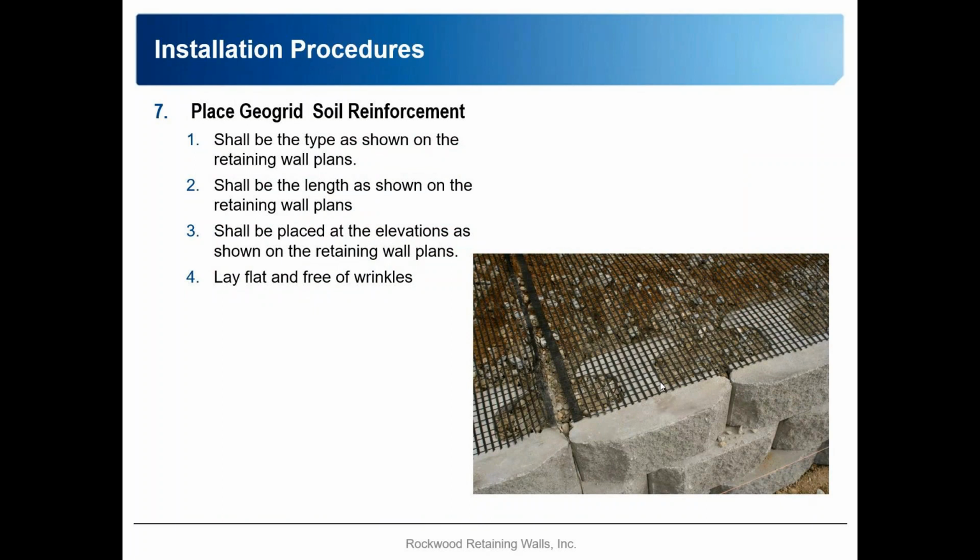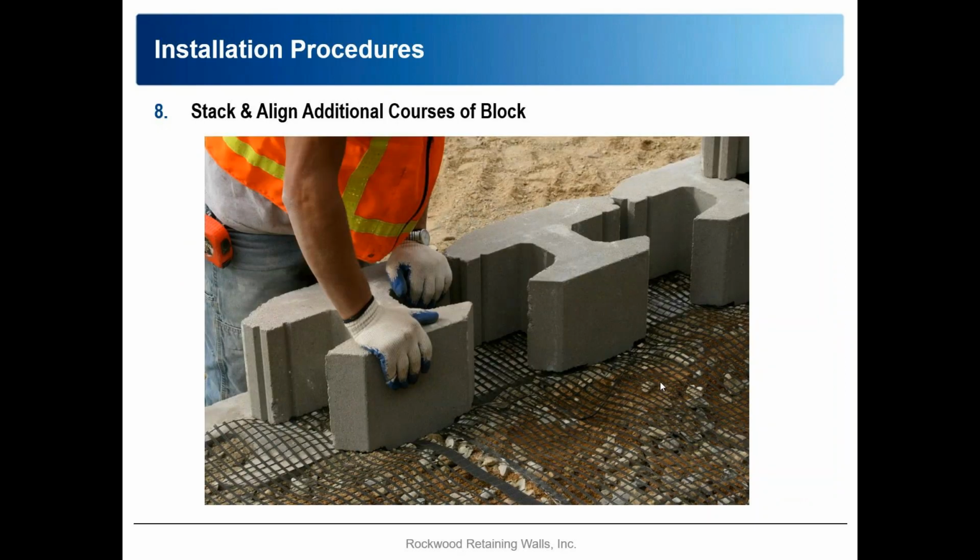And here you can see for the soil reinforcement, it should be the type as shown on the retaining wall plans, the length as shown on the plans, and at the correct elevation. We want to lay them flat and free of wrinkles so that when we add the next course of block, everything is laid tight. The Rockwood alignment bar is brought up and engaging the grid and the blocks below.